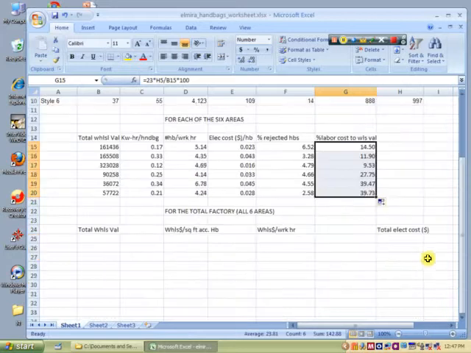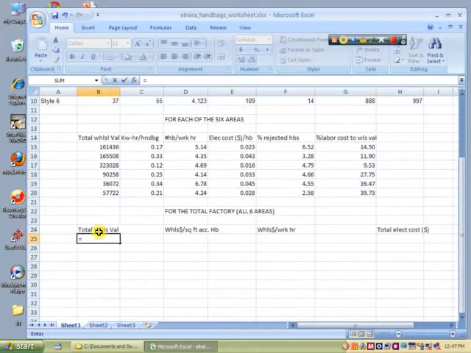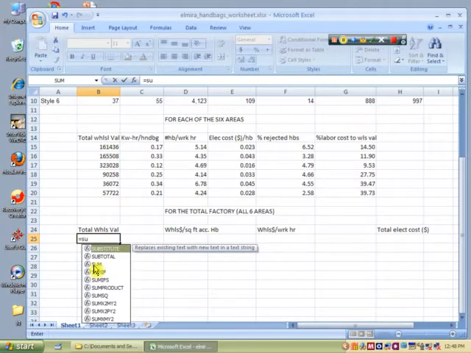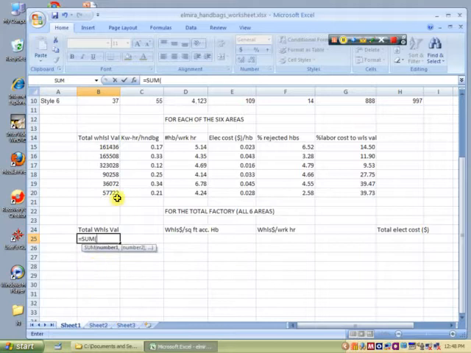Now we have to do for the whole factory. The total wholesale value, that's just going to be obtained by taking the sum of this column. So, whoops, made a mistake here. This is equals SUM, double click sum, and now add up this column. There's your total wholesale value for the whole factory.